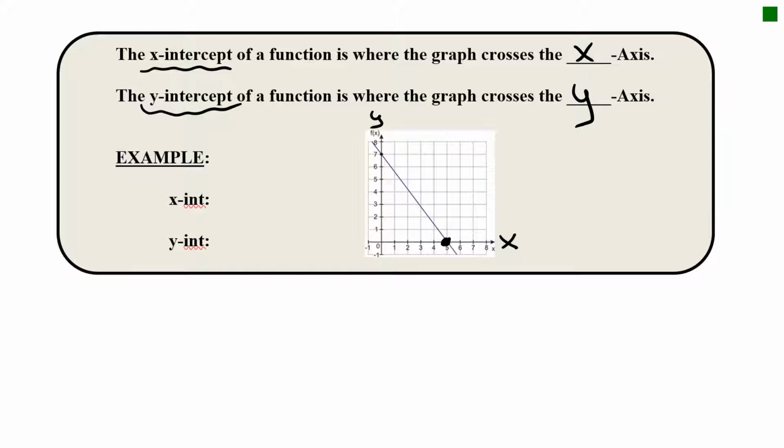So what point is that? Well, remember we go left to right first. So we would go 1, 2, 3, 4, 5 to the right. Right is positive. And we don't go up or down. The y-intercept is where it crosses the y-axis. So we don't go left or right. So it's a 0. And then we go 1, 2, 3, 4, 5, 6, 7 in the positive.